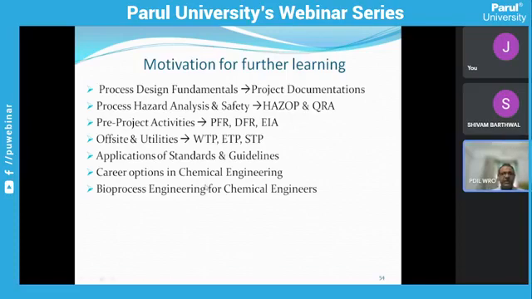Then process hazard analysis. Mainly, I will say HAZOP and QRA. These are the most important parts. There are so many components of process hazard analysis, but gradually you have to learn one by one. But initially, I will say that HAZOP and QRA, these two things are the most useful in the industry. And for any kind of project, HAZOP and QRA is required, it is a must nowadays.